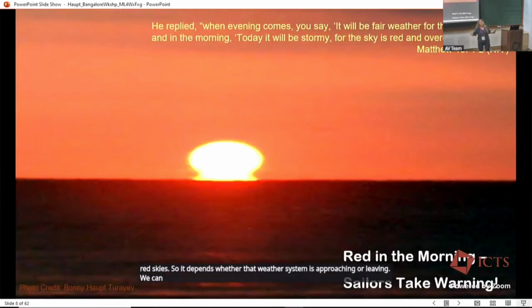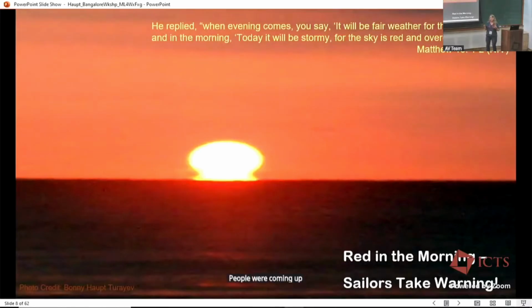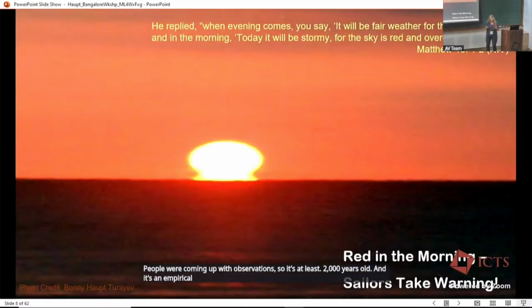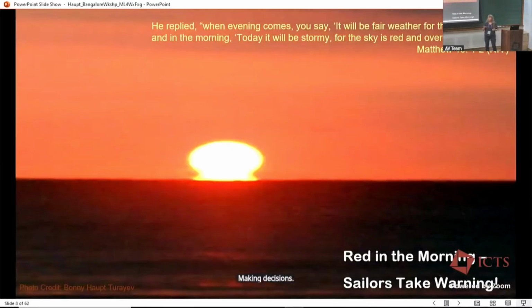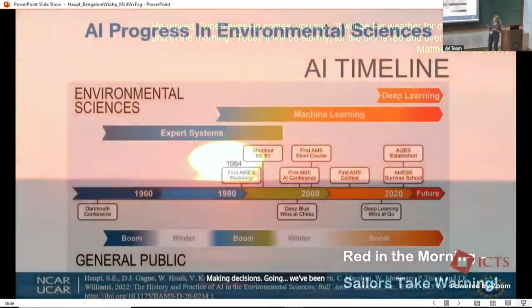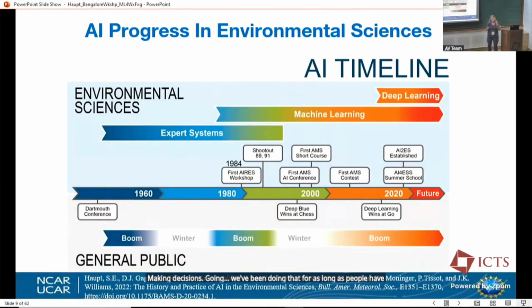We can explain it. But way before we could explain the physics of what happened, people were coming up with observations. So it's at least 2,000 years old. And it's empirical, based on data, making decisions. We've been doing that for as long as people have been thinking intelligently, really.